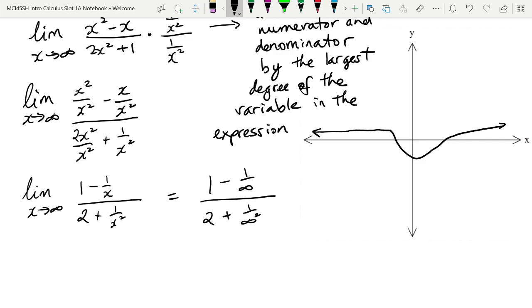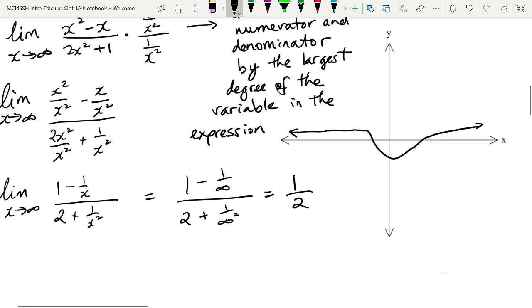This value here is going to get infinitely small the bigger the number I plug into that bottom is, right? So it's not going to affect the 1. 1 minus anything infinitely small is still 1. So this numerator is a 1. And notice the denominator, this fraction is even smaller than the one on top. So 2 plus something infinitely small is still 2.